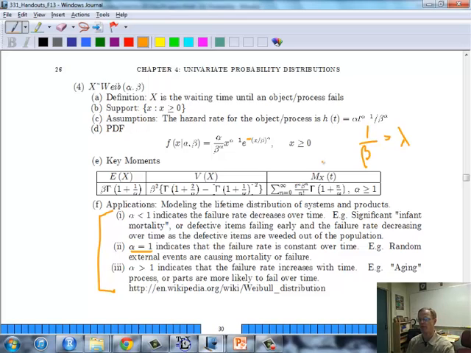Its moment generating function is complicated but can be obtained, along with the variance and expectation. Also a little more complicated. So that just turns out to be how it is.